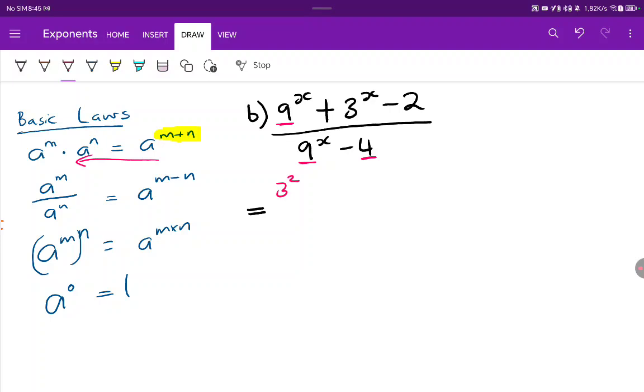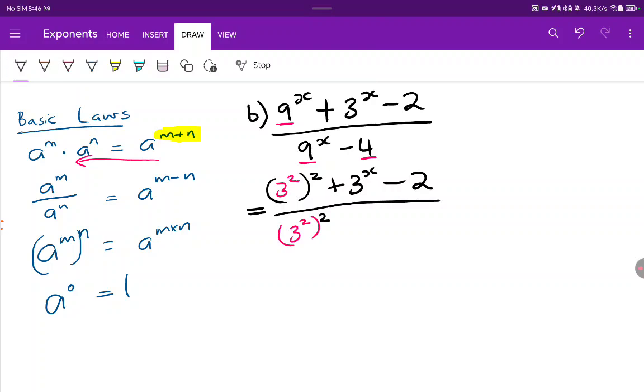9 is 3 squared, and that is to the power of x, plus 3 to the power of x, minus 2, divided by 9, which is 3 squared, to the power of x. No, I wrote it, I'm reading wrong. That bottom one should be to the power of x. Minus 4, which is 2 squared, and that is by itself.